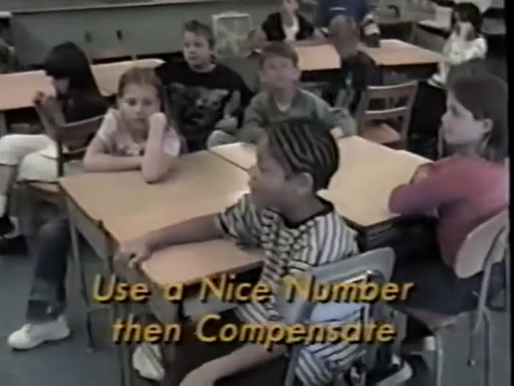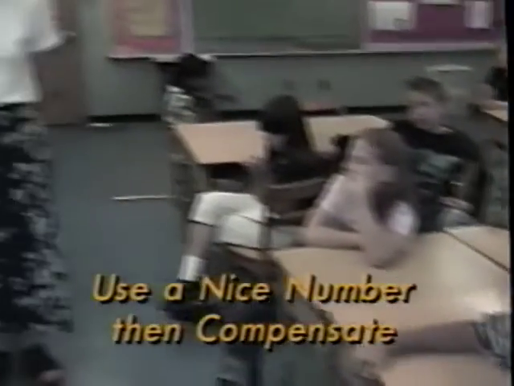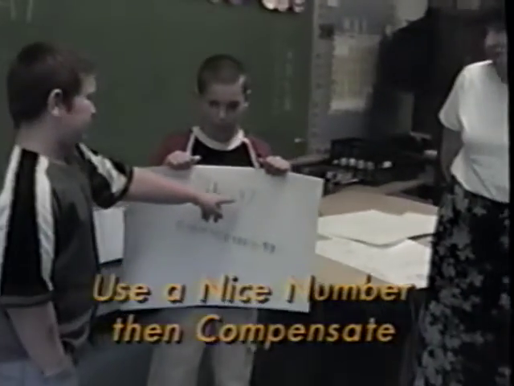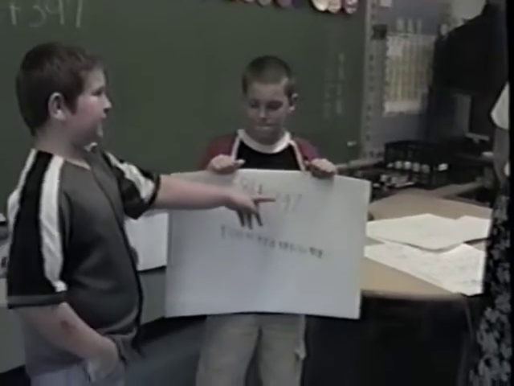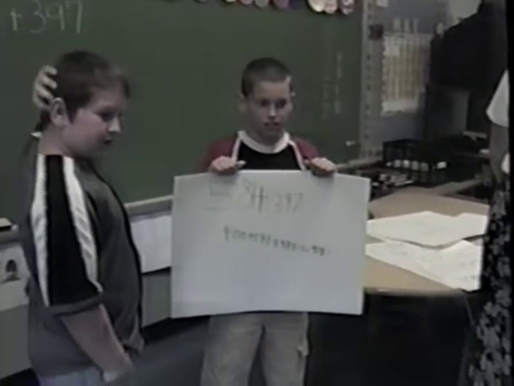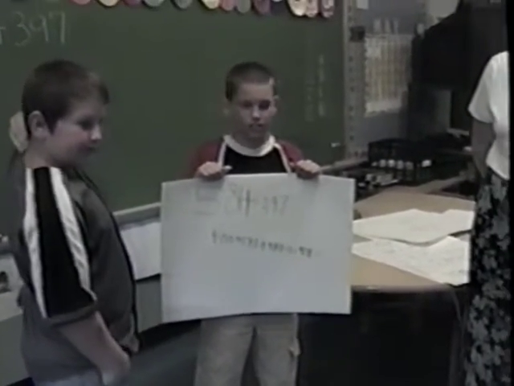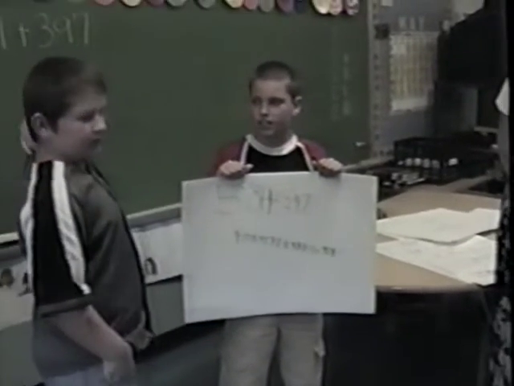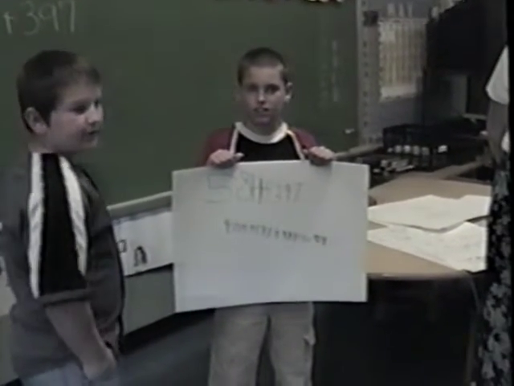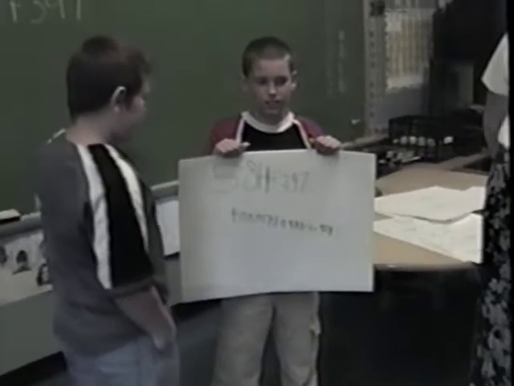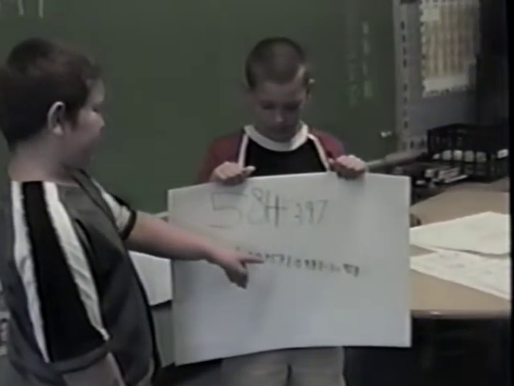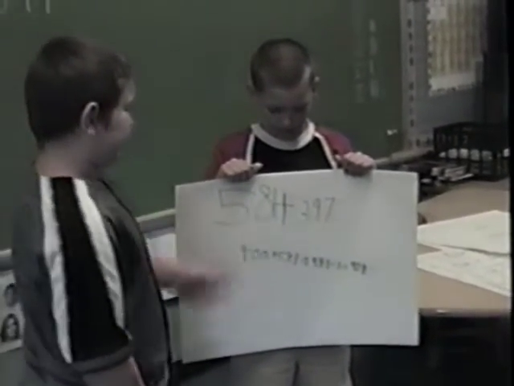Can you explain what you did? I added the 3 to 397. That equals 400. Now, why did you add the 3? So it would be easier for me to count. And I did 400 plus 581. And that's where I got that from.